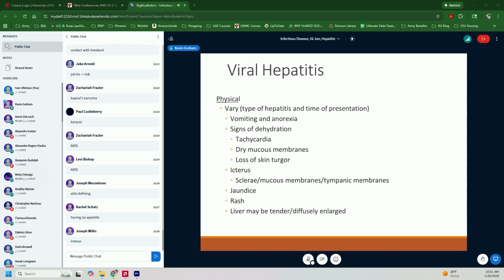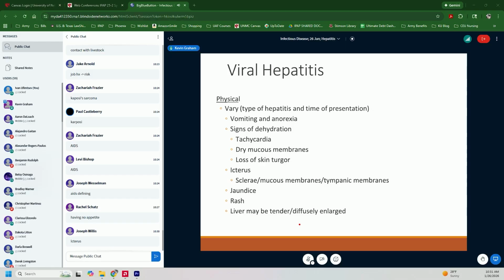The physical exam can vary a little bit depending on what is actually at play, which virus is going on, whether it's acute or chronic, whether it's fulminant or subacute. But in general, some people can report vomiting and again anorexia. They may have signs of dehydration: tachycardia, dry mucous membranes, loss of skin turgor, those kinds of things. Icterus, we already talked about that. Icterus is the sclera or the mucous membrane turning a little bit more yellow. Jaundice is a little bit more related to the skin. And then there could be some types of skin defects, and the liver might actually be large and tender as well.